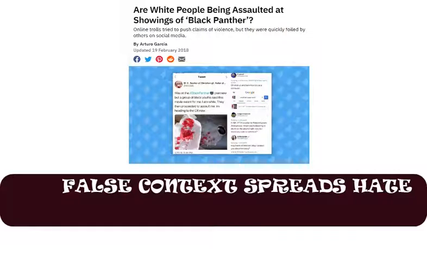Someone actually took a Flickr picture of a bloody paper towel back from 2009 and used it as false evidence that they were assaulted by young Black people at a Black Panther premiere in 2018. The intention of this post is to cause racial discord and stir up hateful feelings. This is the danger of disinformation.